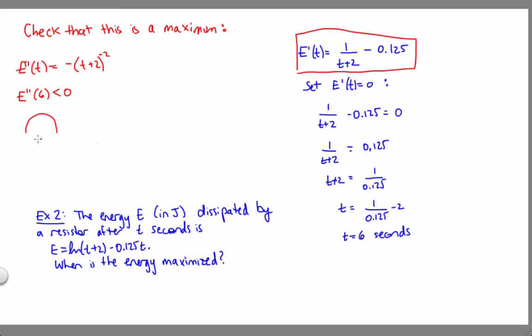And just by drawing the picture, we can see that if the function is concave down, then this will correspond to a maximum. So that's how the second derivative test works. If your second derivative is negative, then you know that you've got a max. So we can say for sure, yep, this does correspond to a maximum.